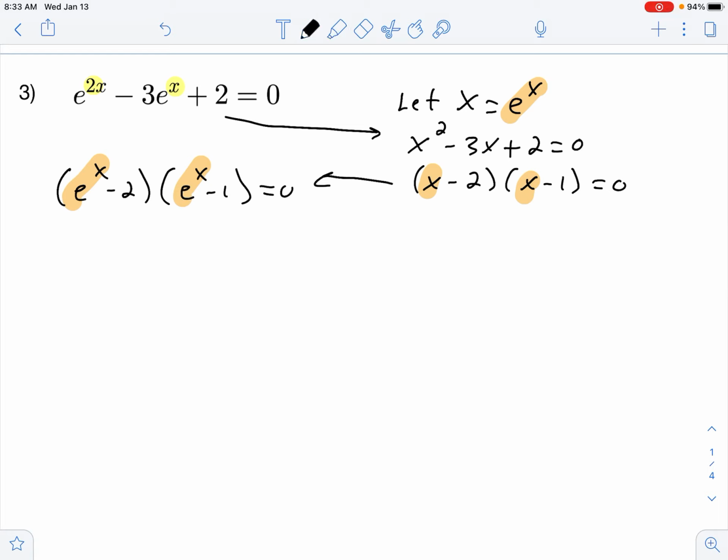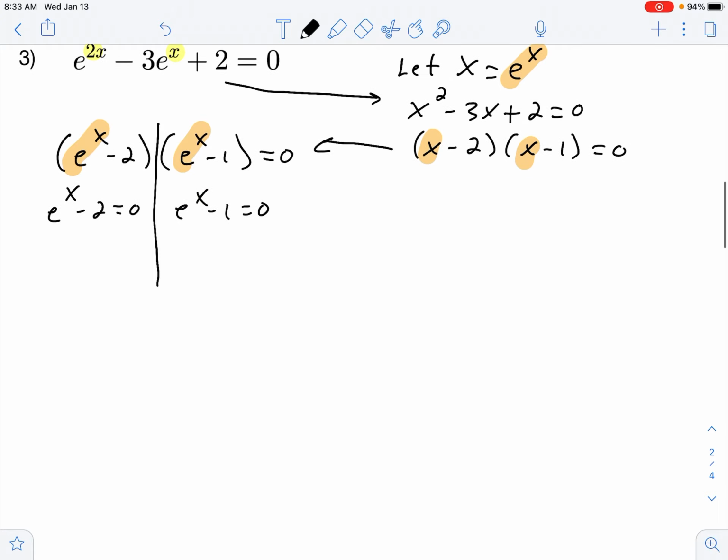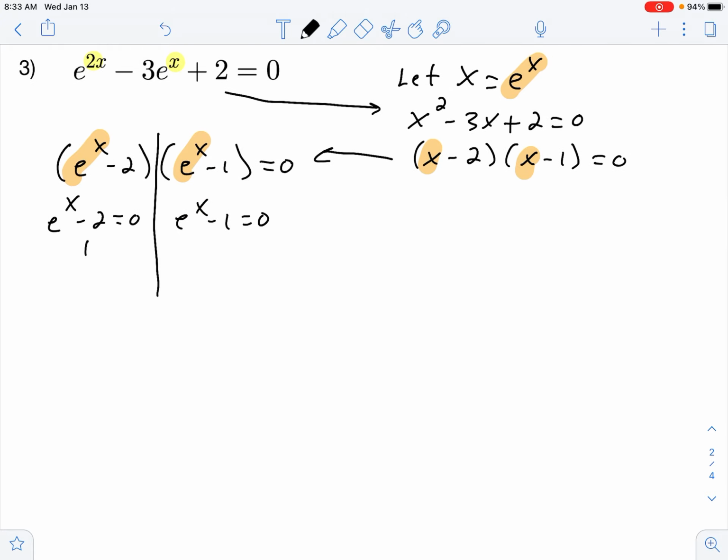Well, how do you solve when you factor? You set each factor equal to 0, so e to the x minus 2 is equal to 0, and e to the x minus 1 is equal to 0. So we're going to go ahead and add 2, so I get e to the x is equal to 2. I'm going to add 1, and e to the x is equal to 1.